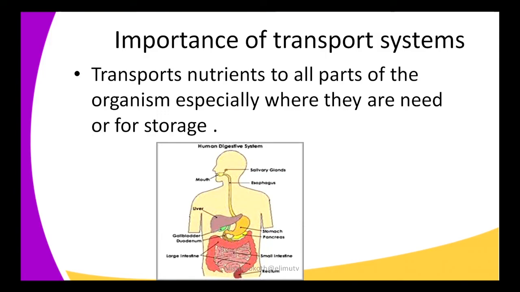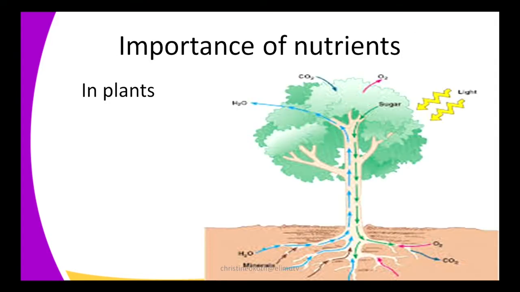So it has to be transported to all parts of the body. The transport system ensures that all these nutrients are transported to the specific parts of the body where they are needed. It ensures that the nutrients which are in the plants are transported to all parts of the plant. For example, we have so many nutrients which are dissolved in the water in the roots. So a transport system will ensure that all these nutrients are transported.